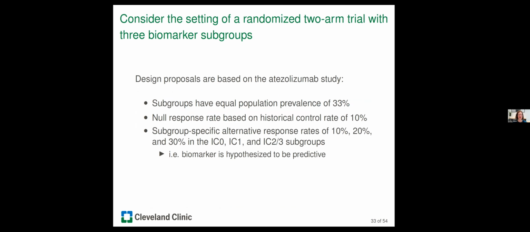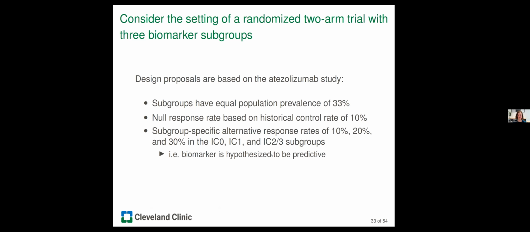So now I'm going to consider the setting of a randomized 2-arm trial that has 3 biomarker subgroups. This is going to be closely based on the setting of the atezolizumab study. The subgroups have equal population prevalence of 33%, with a null response rate based on the historical control rate used in that trial of 10%, and then subgroup specific alternative response rates of 10, 20, and 30%. In the IC0, which is no PD-L1 immune cells, IC1, which is less than 5% PD-L1 immune cells, and the IC2-3 subgroup, which is the subgroup of interest.